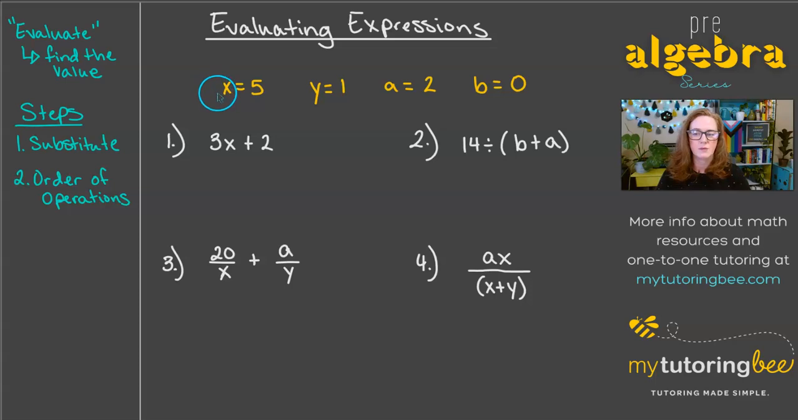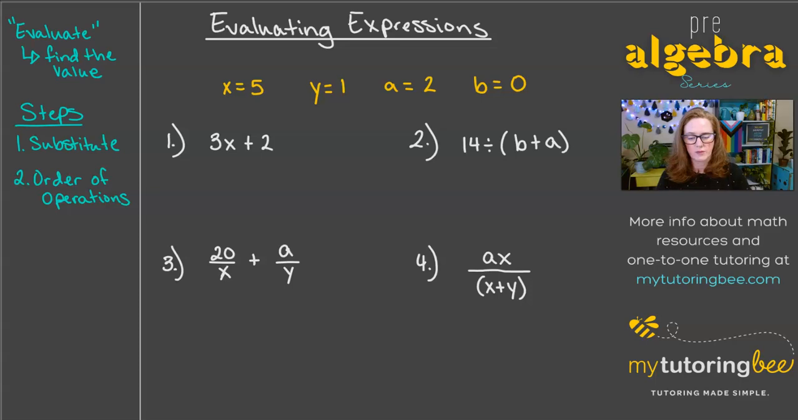A lot of times they will give you a list of values for different variables, or they might give you the values for the variables just for each single problem. For this one, we're going to use these four variable values in all four of these problems. And I have some steps listed out here to the side. It's pretty simple. First, we're going to substitute in the value that we're given, and then we're going to use order of operations to go ahead and solve that problem.